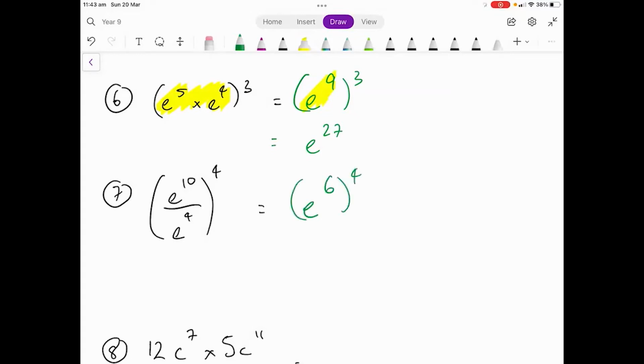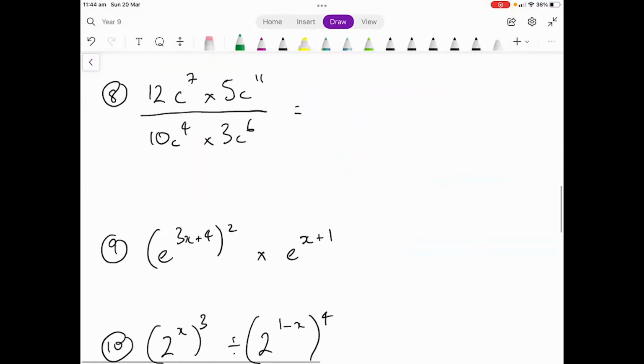Question 7, very similar. I do my division first because it's inside the brackets. So 10 take away 4 gives me e to the power of 6. Then I remove those brackets by multiplying the powers. That's e to the power of 24.